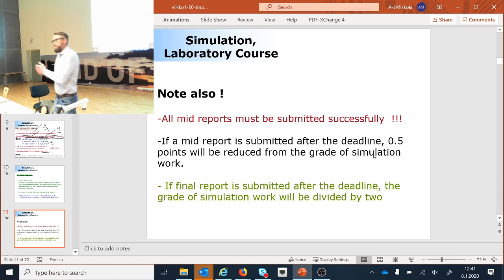And we are setting some kind of mid-report deadlines, and those will be available in a Moodle database, and then you have to send us a report explaining some of the details related to your simulation work.